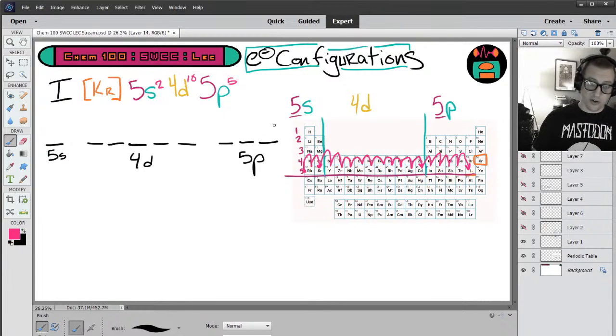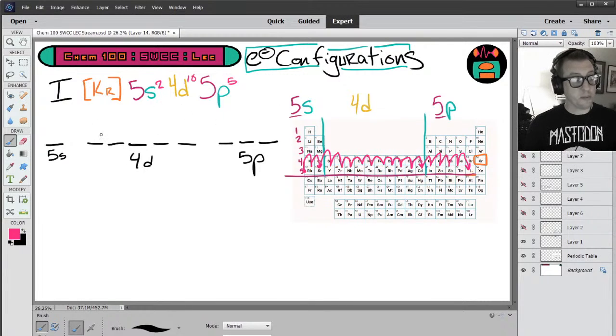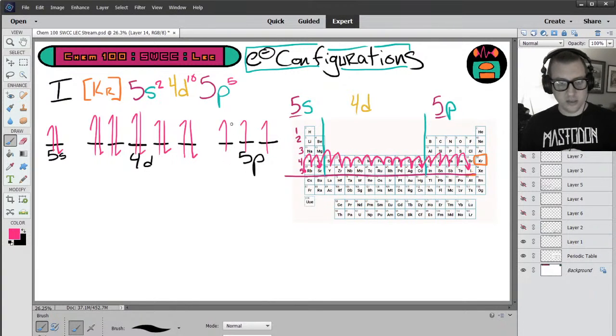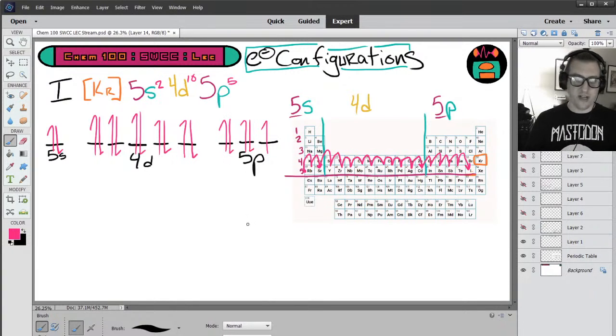Now we look to the electrons in our electron configuration to properly fill our orbitals in our orbital diagram. So the 5s subshell has 2 electrons. The 4d subshell is 1, 2, 3, 4, 5, 6, 7, 8, 9, 10. And then the 5p subshell has 1, 2, 3, 4, 5. 5 electrons in the 5p subshell.